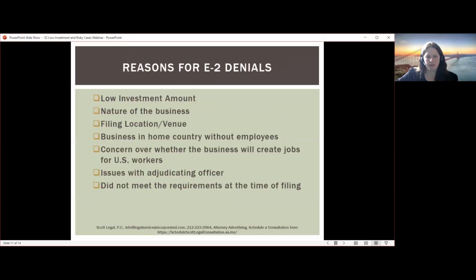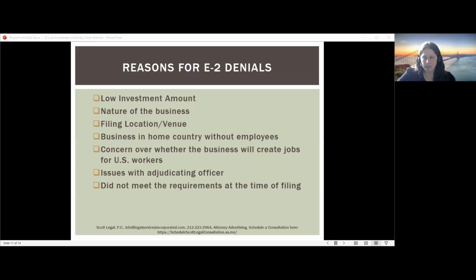All right. So let's talk about some reasons for E2 denials. One is low investment amount. We've talked about a few different ways you can protect against this. That being said, there are some investment amounts that are just too low. We had a client come to us one time where they had filed on their own and they spent $2,000 and had $98,000 in a business bank account. And the officer actually said, spend more money, invest more, and come back.